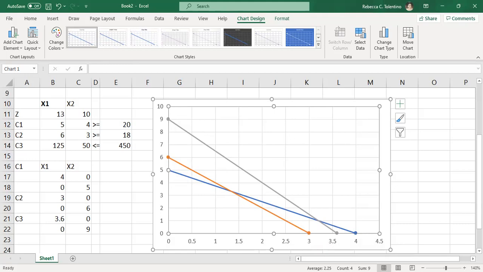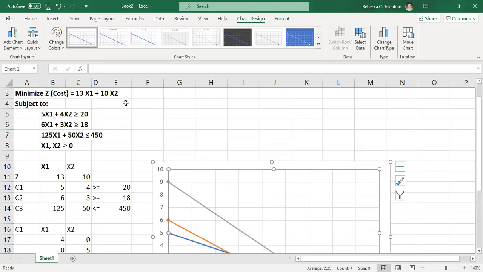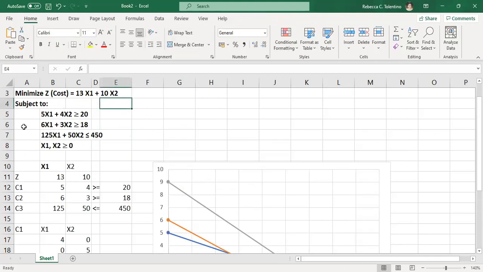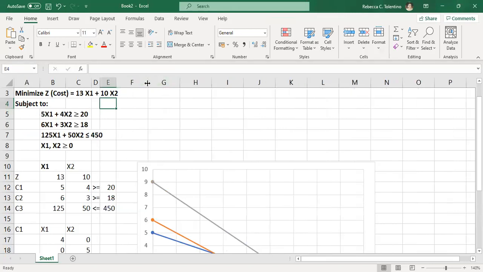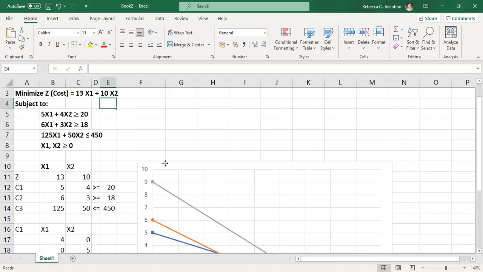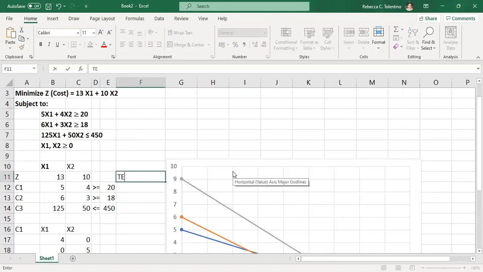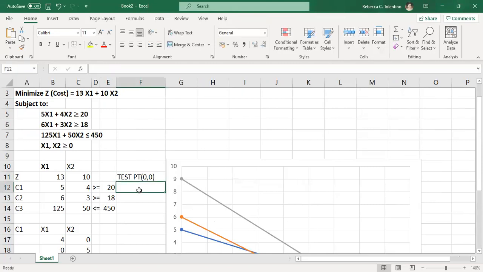Okay, so now we do the testing using a test point. Let's just use 0, 0 as our test point. This is going to be 0 plus 4 times 0. So that means the right-hand side will be 0, diba? So ang tanong, is 0 greater than 20? Is that a correct statement? False po. So test point 0, 0 lalabas na false, kasi 0 is not greater than 20. So false tayo.